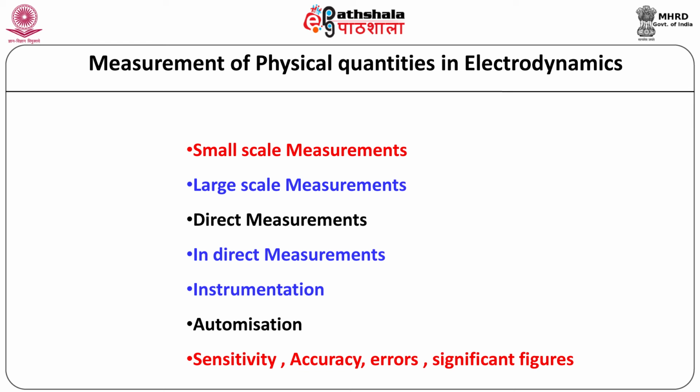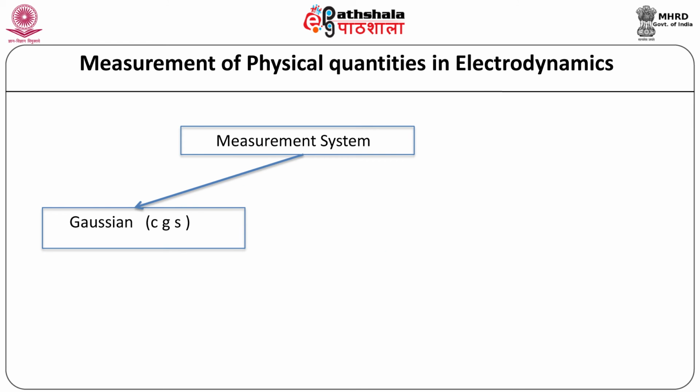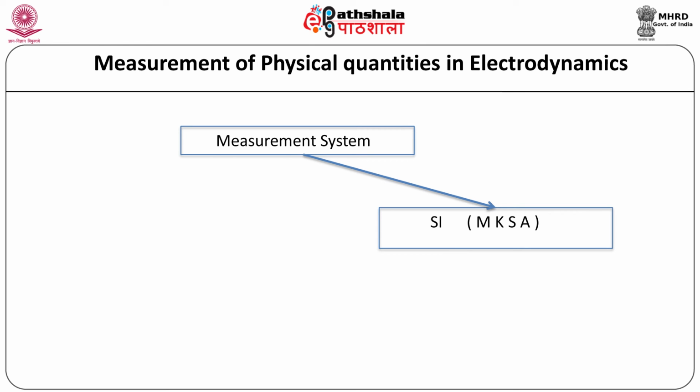For measurements on small scale, a system known as the Gaussian system of units is used. In this system, distance is measured in centimeter, mass in gram, and time in second. Hence, the system is also known as CGS system. The other system used on the large scale is the International System of Units, abbreviated as SI. In this system, length, mass, time, and electric current are measured in meter, kilogram, second, and ampere respectively. Hence, many a time it is referred to as MKSA system of units.